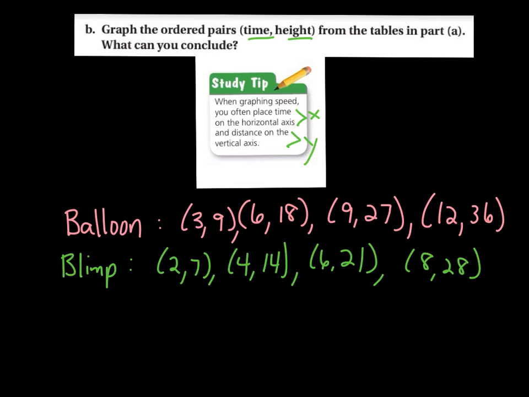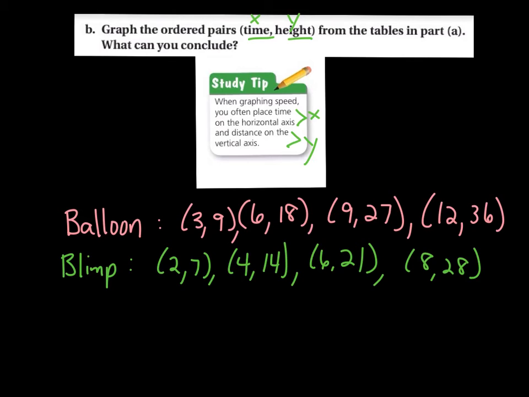If we were to graph it, you would usually put time on the horizontal axis, which is your x coordinate here, and you would put height, or distance, in this case it's height, on your vertical axis, which would be y. And so we just took everything and we put it in that order, x and y, time and height, or time and distance. And so these are the balloon's coordinates from the table. These are the blimp's coordinates. And then we're going to go ahead and graph these.